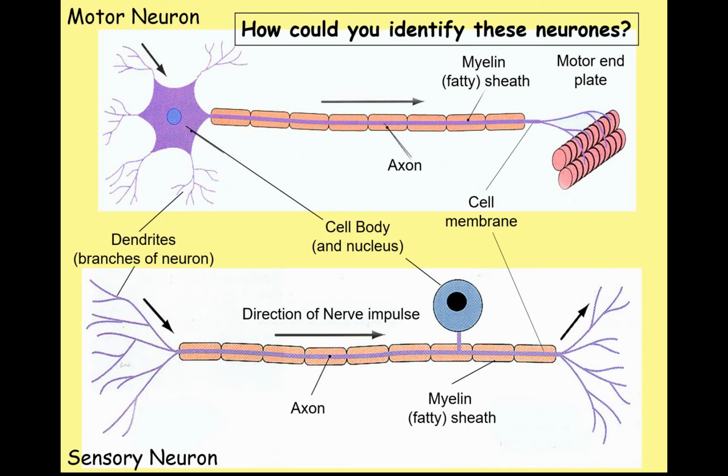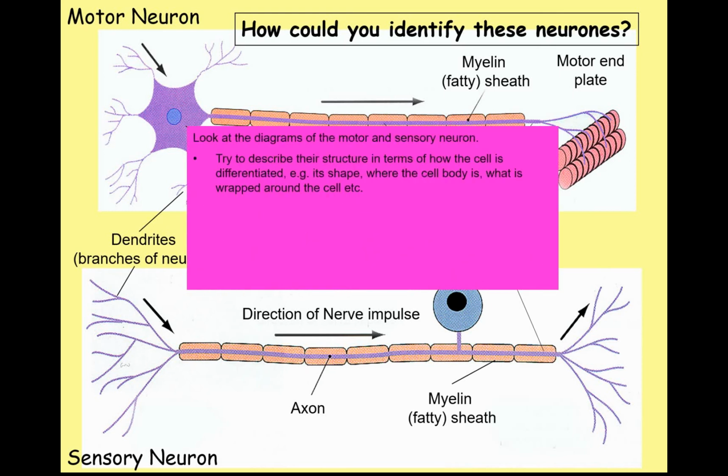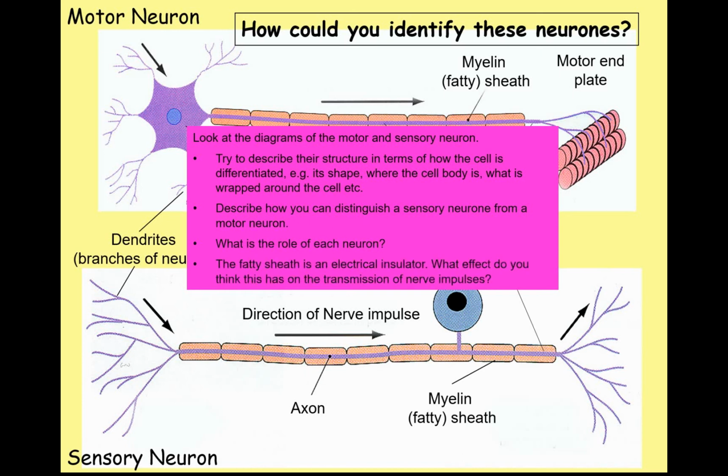And think about how would you identify these neurons. Okay, so try and describe their structure in terms of their size, how they're differentiated. Where's the cell body? Okay, what's wrapped around the cell? Think about how you can distinguish between the two of them. Think about what the role of each one is. Okay, and also see if you can find out what the fatty sheath is there for.